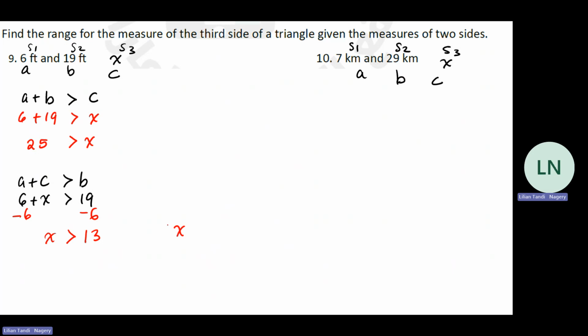X should be in the middle, less than here and less than here. The smaller number is who? 13. The bigger number is who? 25. Small number, big number. Okay? Like that. You arrange it like that. This has to be less than. Okay? And then this is your answer for the range. All right? So let us do the next one.